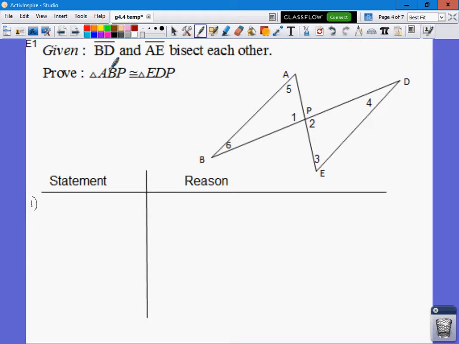The given information. So I want to state that segment BD and segment AE bisect each other. And the reason I can state that, it is given.